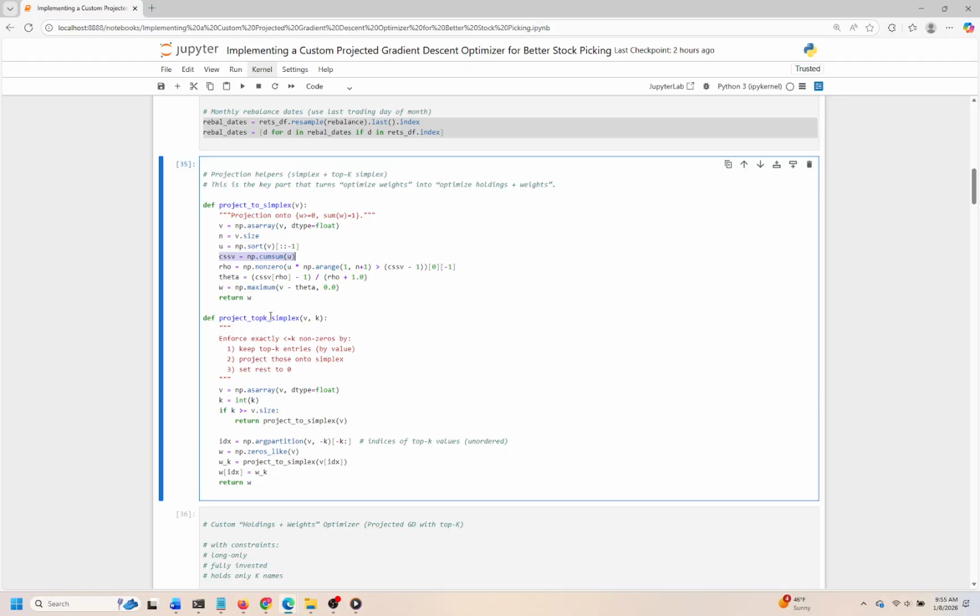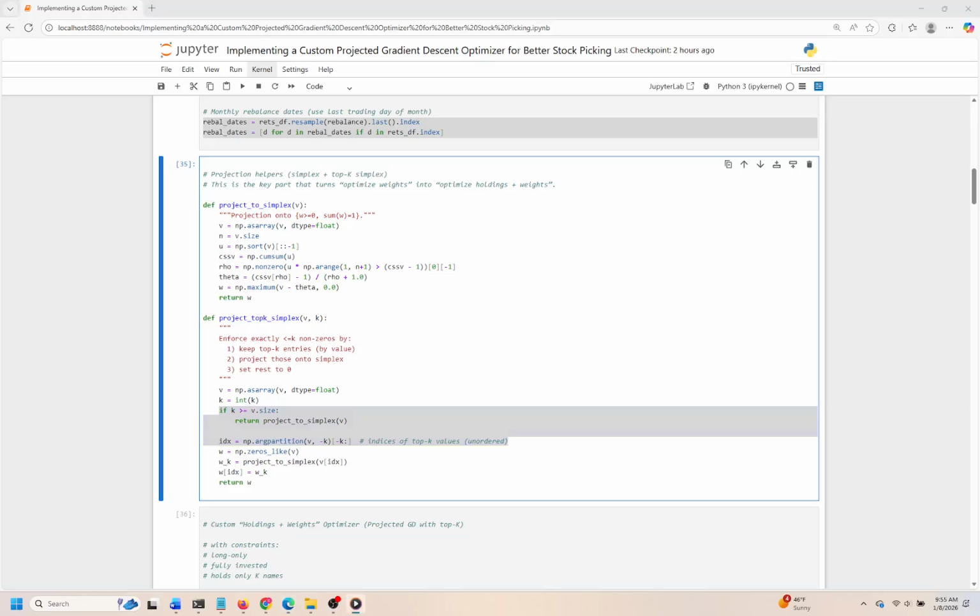Next, we have the Project Top K Simplex function. This function adds an extra layer of complexity by imposing a restriction. It ensures that only the top k values from the input vector are non-zero. If k is greater than or equal to the size of the vector, it simply calls the previously defined project to simplex. Otherwise, it identifies the indices of the top k values, projects them onto the simplex, and sets all other values to 0. This function is particularly powerful when we need to enforce sparsity, essentially helping to focus resources on the most critical components.